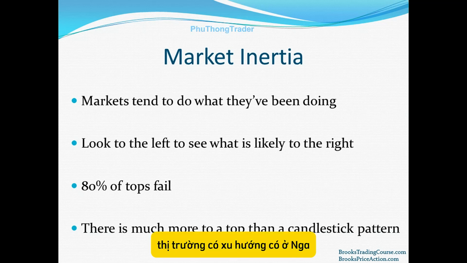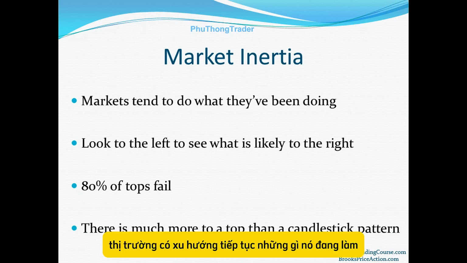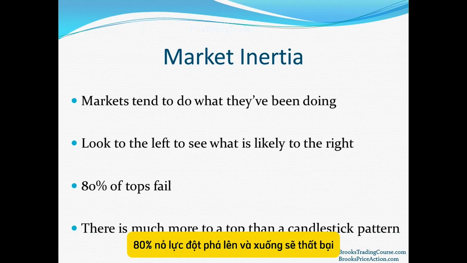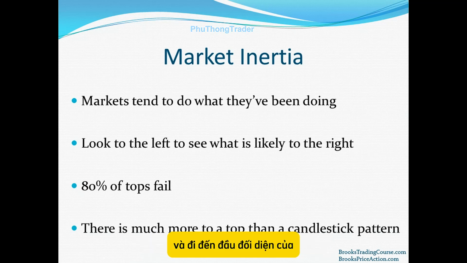The market tends to have inertia. It tends to continue what it's been doing. If you want to see what the bars to the right look like, just look to the left. Right? The market tends to continue what it's been doing. And if you're in a bull trend, 80% of tops will fail and become bull flags. If you're in a bear trend, 80% of bottoms will fail and become bear flags. If you're in a trading range, 80% of breakout attempts up and down will fail, and the market will reverse and go to the opposite end of the trading range.